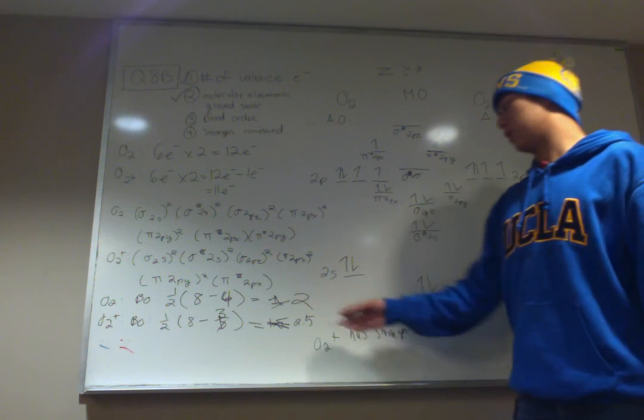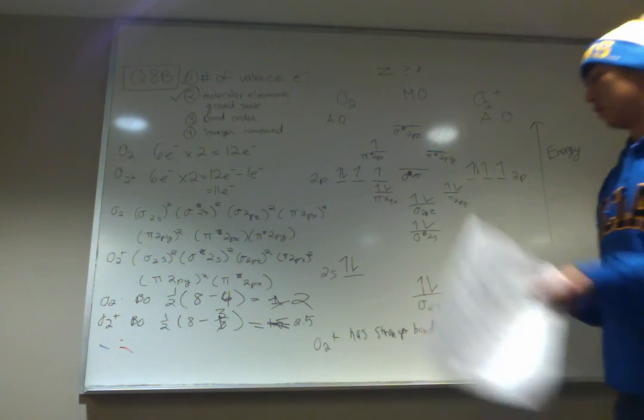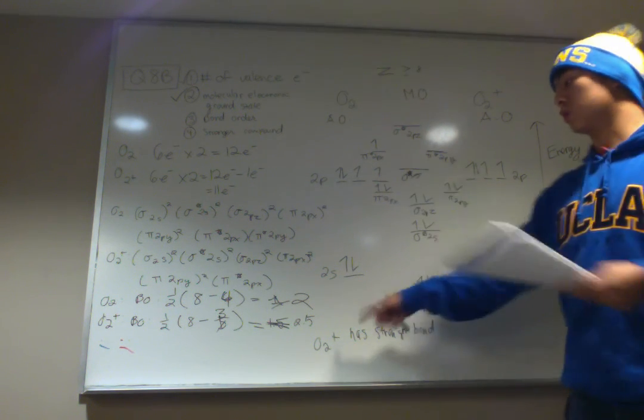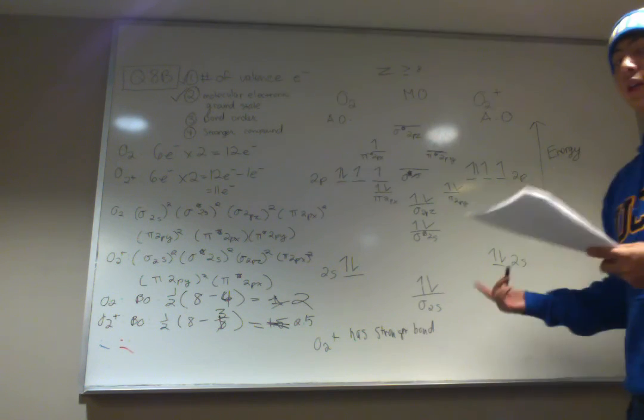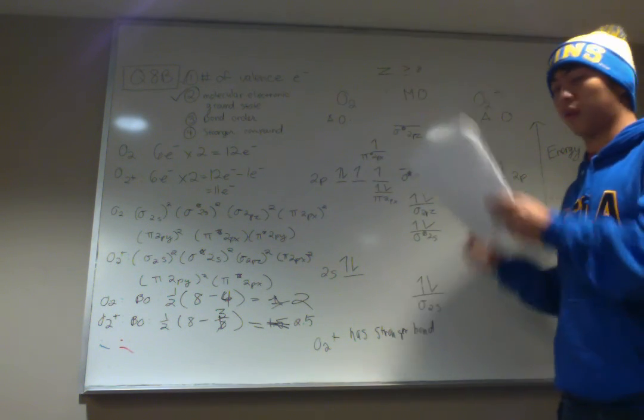To sum things up, 2.5, the larger bond order, indicates the stronger bond. So O2 plus, with a plus charge, has a stronger bond, as one electron is removed from an antibond.